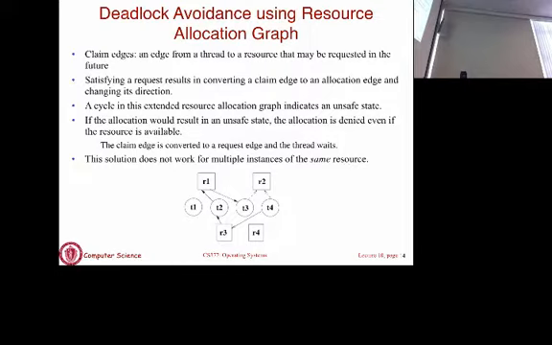Okay? So now let's take the scenario where this thread actually waits and that resource is allocated to that thread. So if they are solid, both will be solid. One is going to wait and the other is allocated. That is going to result in a cycle.